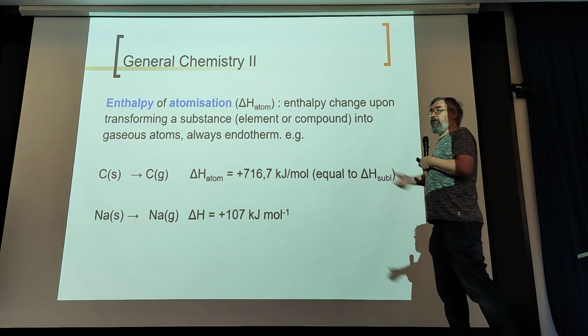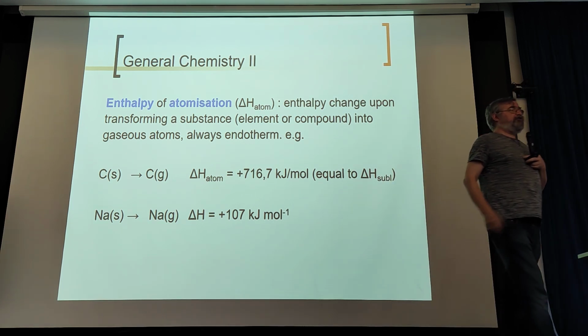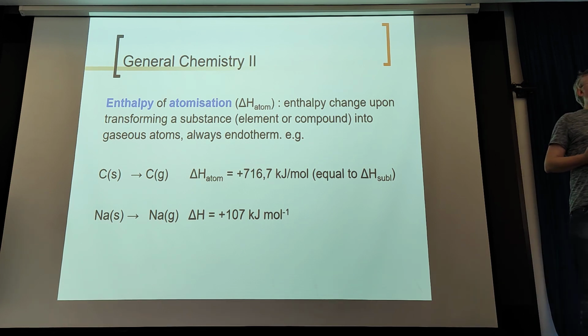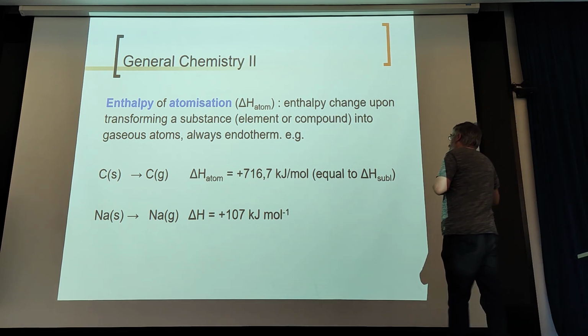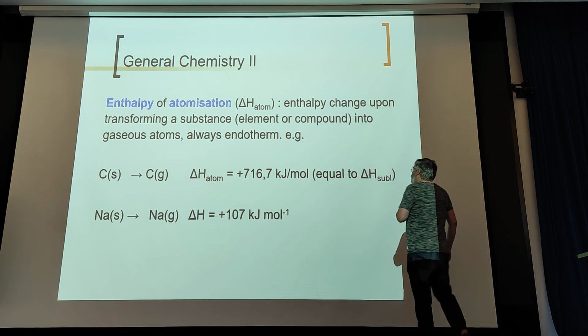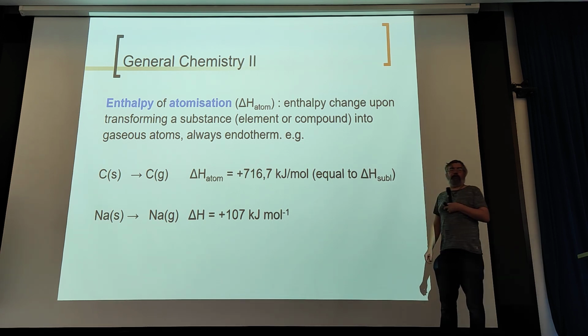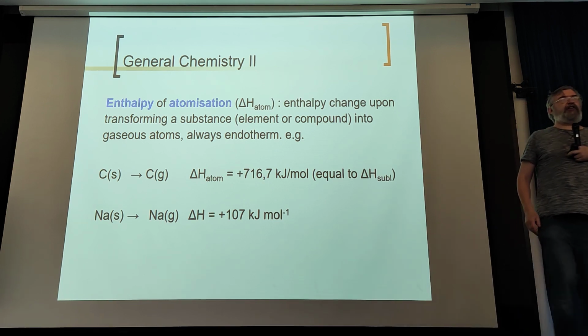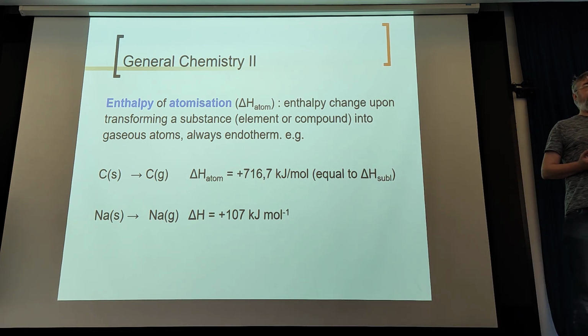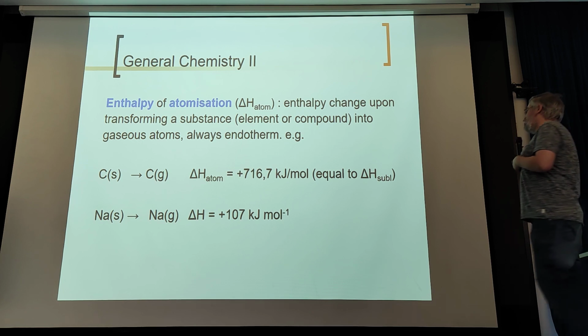So for instance, carbon. Carbon is a solid, but it can be converted to carbon atoms in the gas phase. To do that, we need per carbon atom 716.7 kilojoules per mole. You could also say this is a sublimation energy for carbon, because we actually convert the solid to the gaseous phase.